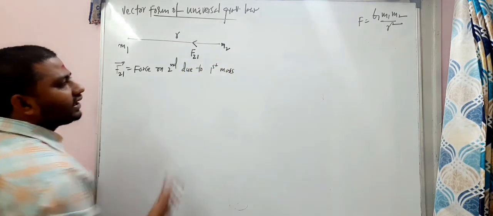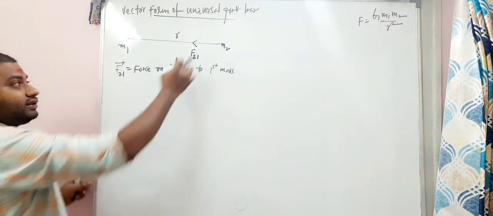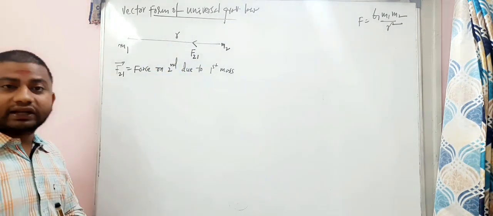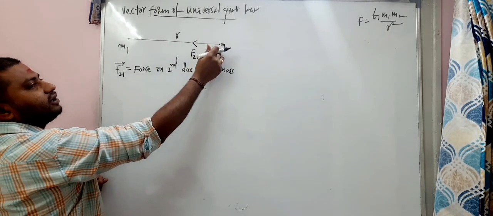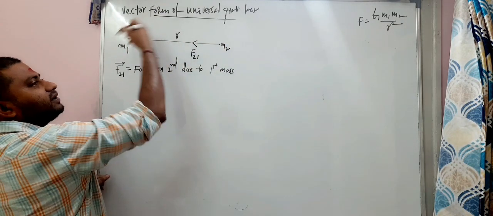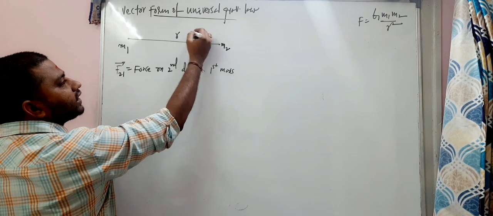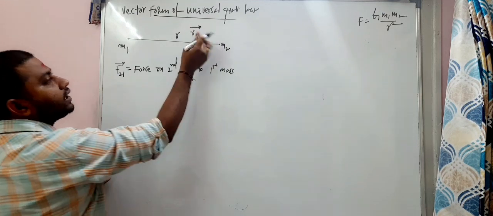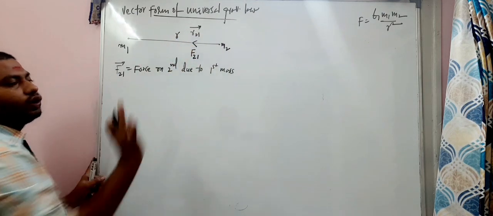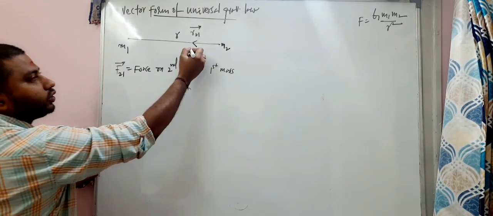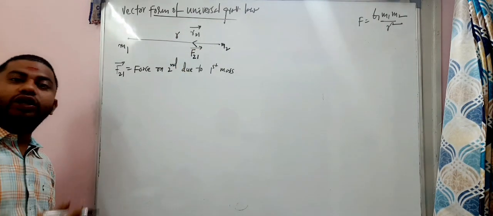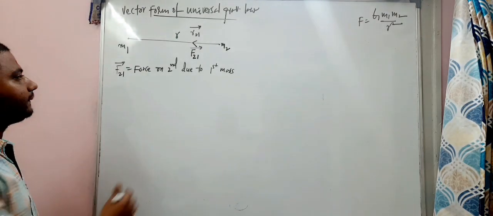This force is represented with a vector. When this is the force acting on the second mass, the distance between them is also represented with a vector, R21 bar. R21 bar magnitude is R only, no confusions, and F21 bar magnitude is F only.